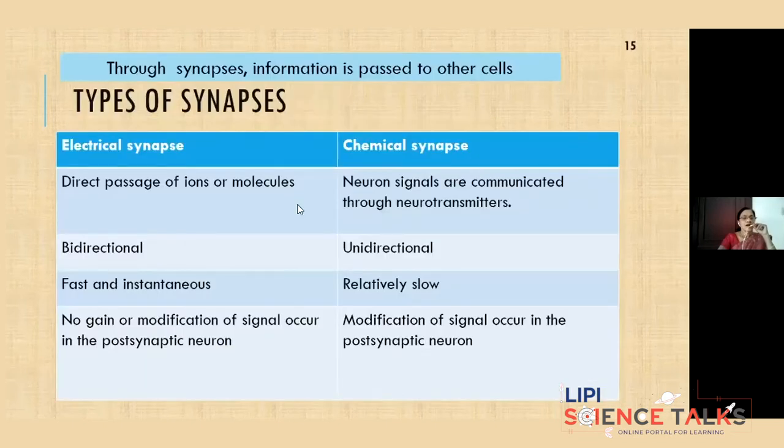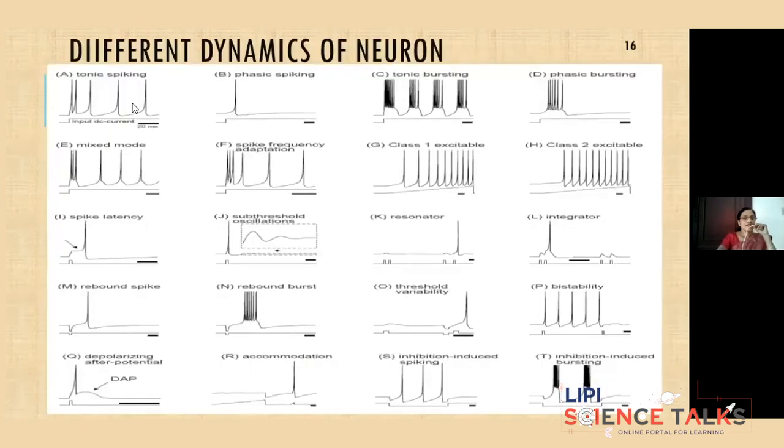Now, the neurons communicate with each other through electrical synapses, which are instantaneous and bidirectional. It can also be through chemical synapses, that is, through neurotransmitters, which are unidirectional and relatively slow. Now, these are different types of spiking of neurons. A neuron can spike as in tonic spiking or tonic bursting, or the spike frequency may be like this. These are different types of spiking observed in neurons.